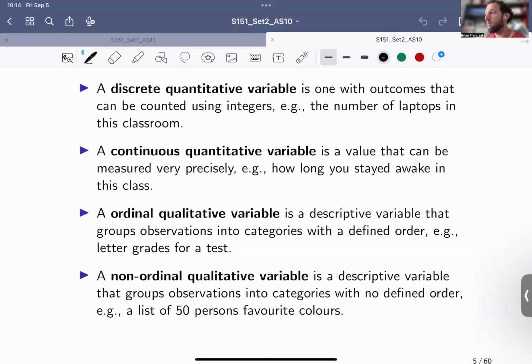An ordinal example might be something like month of the year: January, February, March, April, May, June, etc. We understand January to be the first month of the year, December to be the last month of the year. So if I'm working with a data set that considers month of the year, that has a predefined order, hence ordinal.